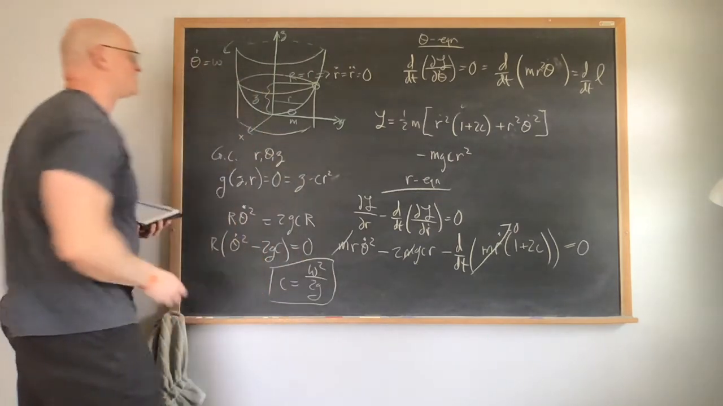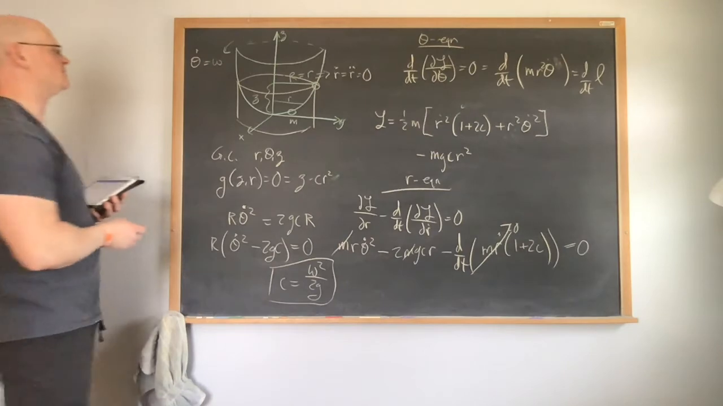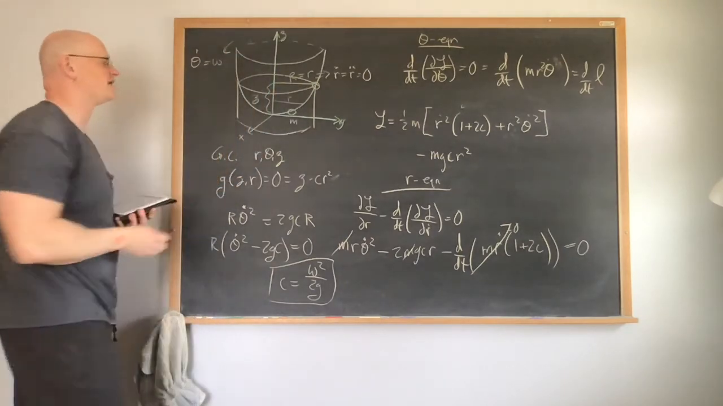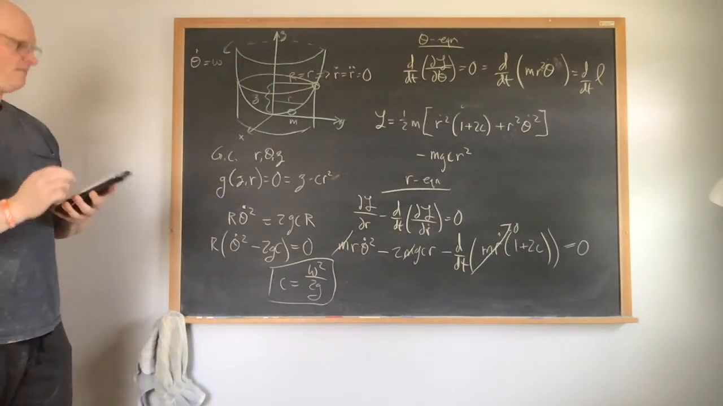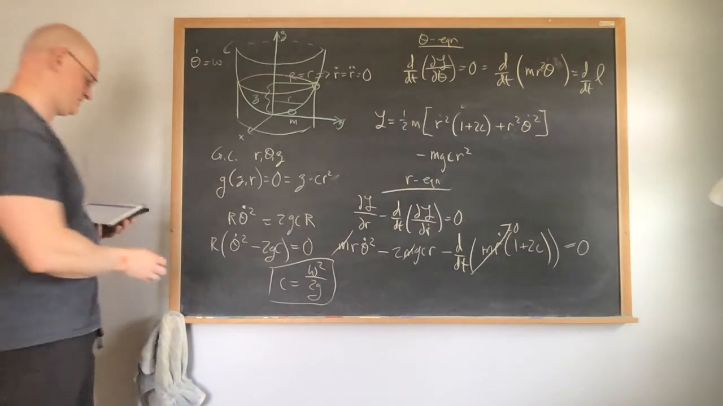So this is the factor of c, which is going to allow this thing to be moving at a constant radius with a constant angular velocity. Good. One more to go.